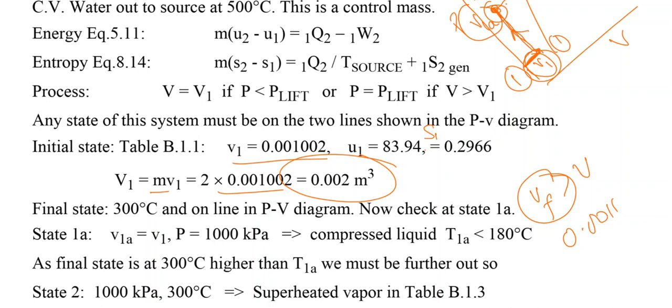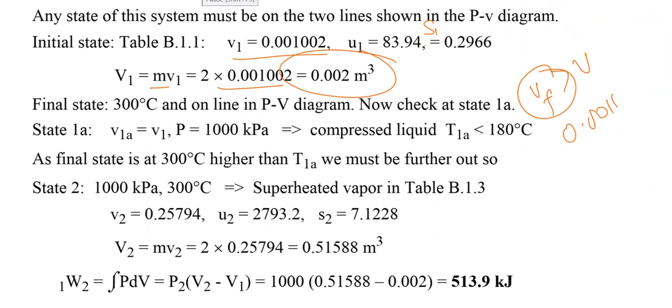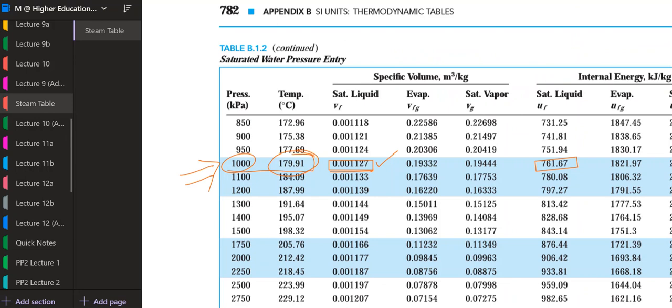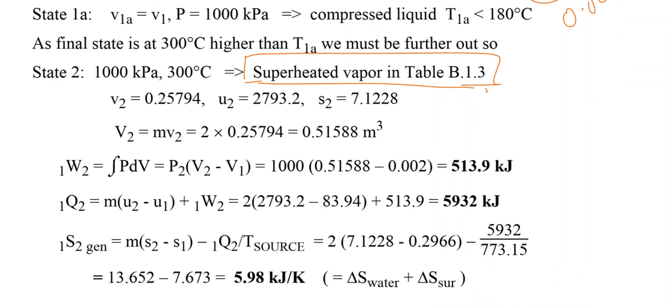Now if we heat it, the pressure would remain constant while the temperature will go up to 300 degrees centigrade. Going back to the steam table, I've already checked that at 1000 kilopascal, the saturation temperature is 179.91. So at 300 degrees centigrade, it will be in a superheated region. Using the superheated steam table, we can find the volume V2, U2, and S2 using 1 megapascal and 300 degrees centigrade.